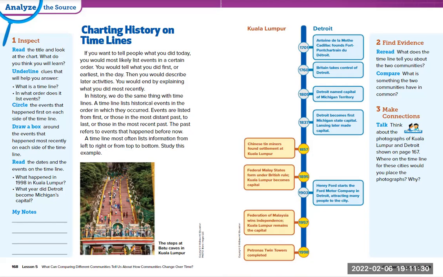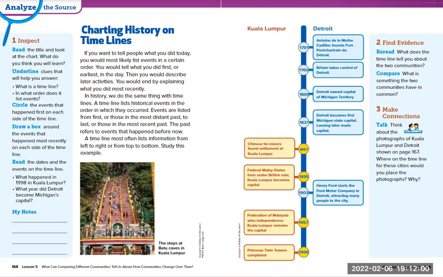Why do you think that they made it start with 1701? Why didn't they start from 1600? And why do you think that they made it on the top instead of on the bottom? Those are things that you can definitely think about with why they organized it like that and how it's organized. Then, after you're done answering that, you can circle the events that happened first on each side of the timeline.